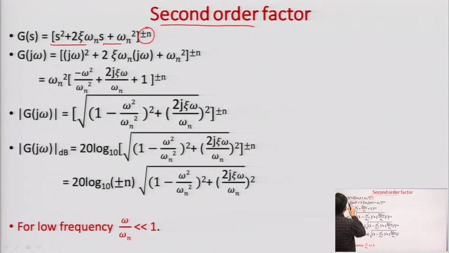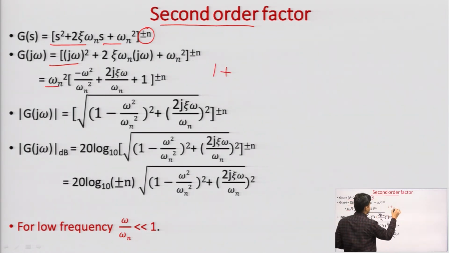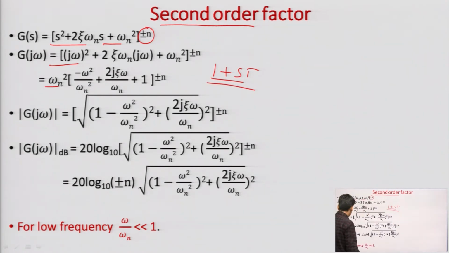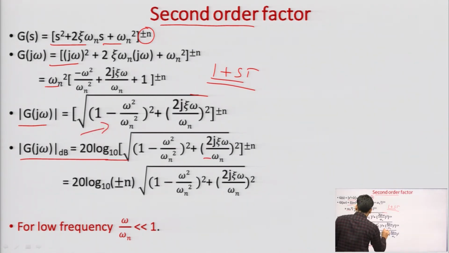Here you need to put s equal to j omega, and you can take omega n squared common, so that you convert it into 1 plus s tau form, the time constant form. Then you take the magnitude, mod of G(j omega), given by this factor. For simplicity we can assume n is equal to 1. Then I convert this whole magnitude into dB, 20 log 10 of this expression, and the plus or minus n factor comes out by the property of log.